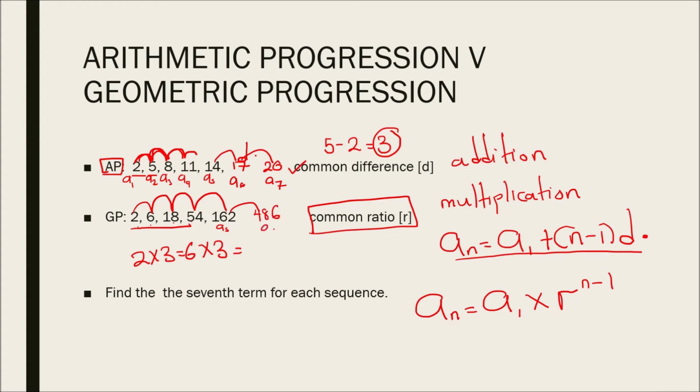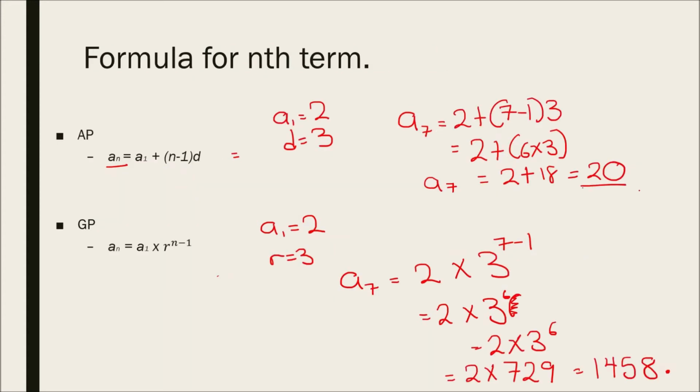486 here, that's our A6. And what is our A7? 486 times 3? That should give me 1458. So it means we are correct. Okay, so A7 in the arithmetic sequence is 20.